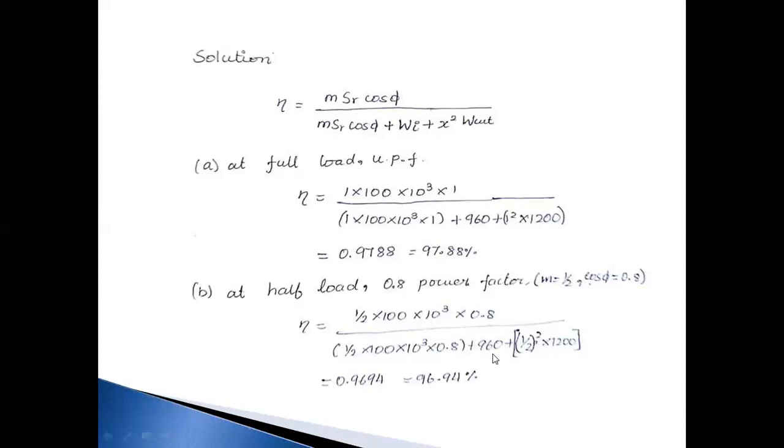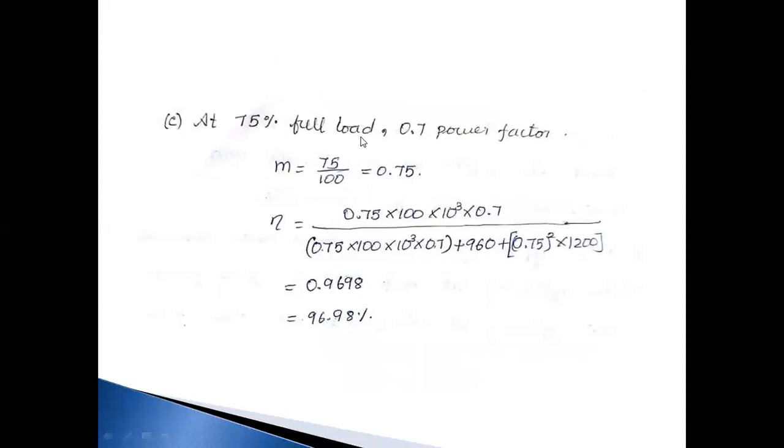Now at 75% of full load at 0.7 power factor, x becomes 0.75, so it is 0.75 into 100 into 10 to the power 3 into 0.7, that is the power factor. This is the output, plus 960, that is the iron loss, and the copper loss becomes 0.75 whole square into 1200, that is for 75% of the full load.